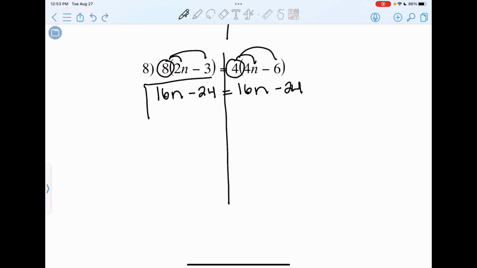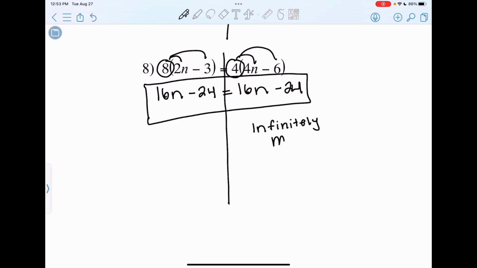And notice how I have the exact same thing on both sides of my equation. This means that there's infinitely many solutions.